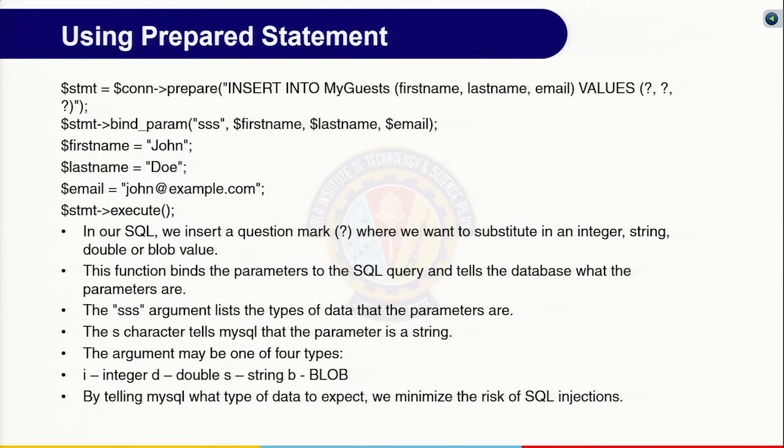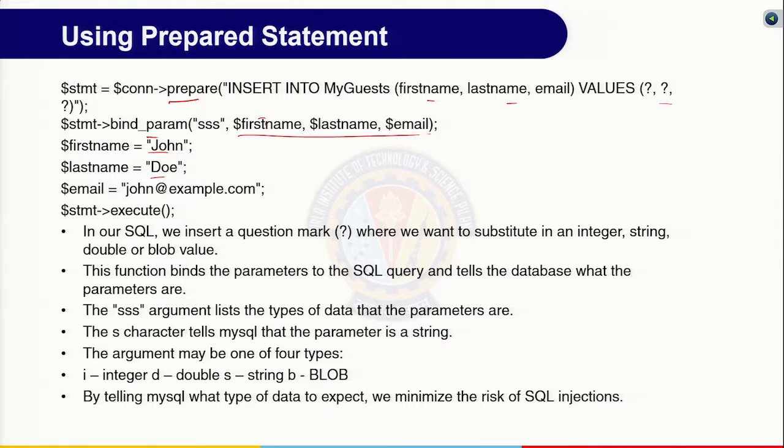Let us see an example of how to use the prepared statement. Here we have the prepare function and create a template, insert into MyGuest, first name, last name, email, and the values are not passed. Then I pass the parameter values using the bind_param function. So I have assigned the values to variables and I'm passing the variable names in bind_param, which will map these values to the appropriate question marks. So we should always pass the parameters in order. We insert a question mark where we want to substitute an integer, string, or double.